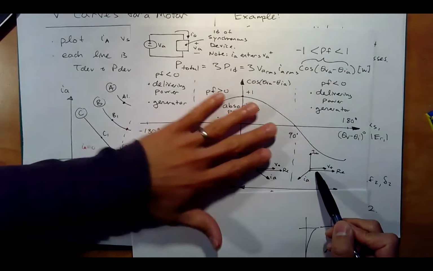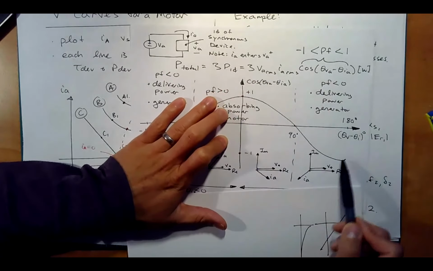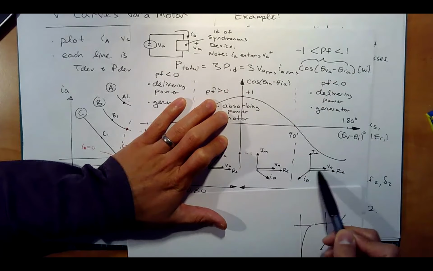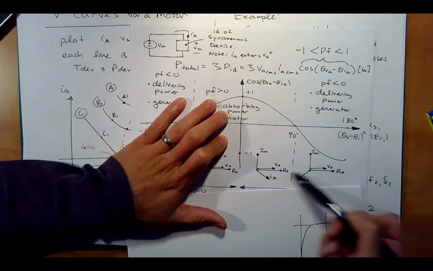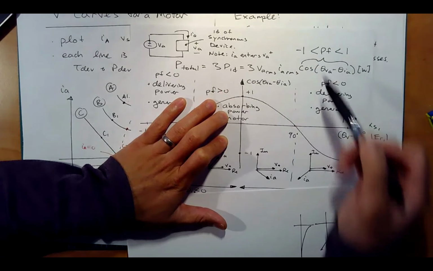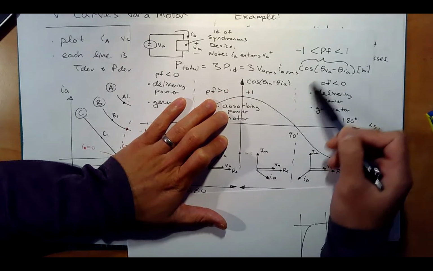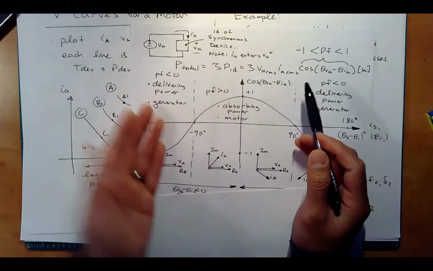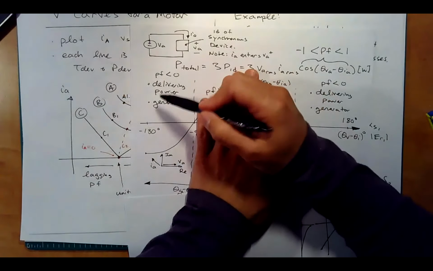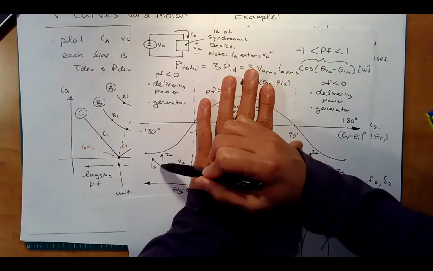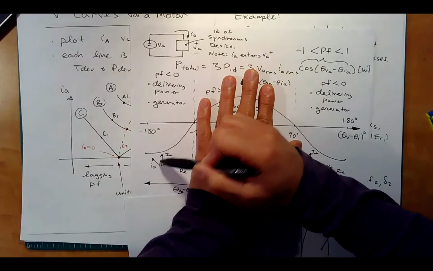And so here, let's keep marching in our lagging case. Look at this, IA is now lagging VA still, but the current is pointed in the opposite direction of VA, and our cosine would become negative. This would be a generating case where the power factor is negative in delivering power. Same with over on this side now. We have a generator case where the synchronous device is delivering power. And look, IA is now leading VA.